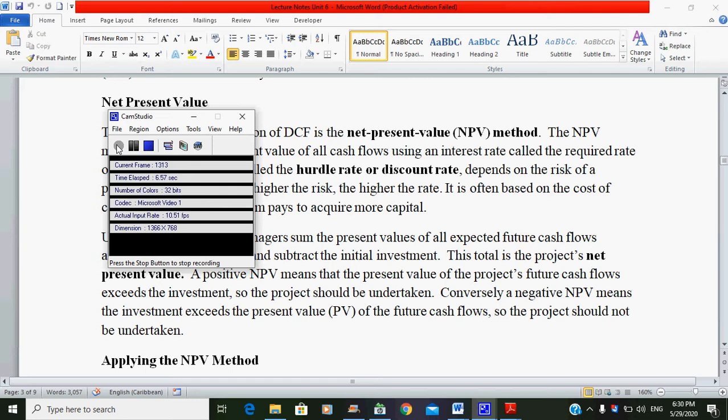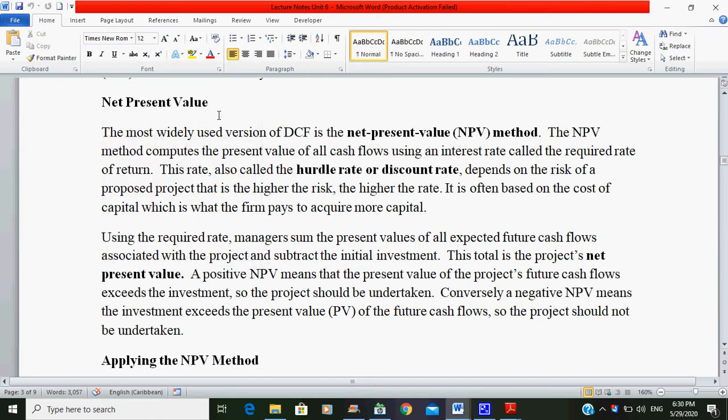We are now going to look at the discounted cash flow techniques. First, we're going to start with net present value, otherwise called NPV. The most widely used version of the DCF, discounted cash flow, is the net present value method.